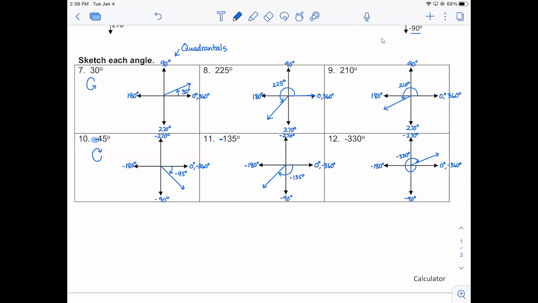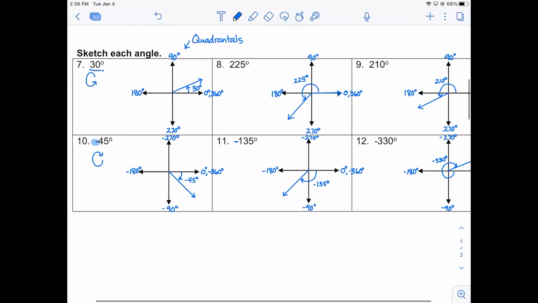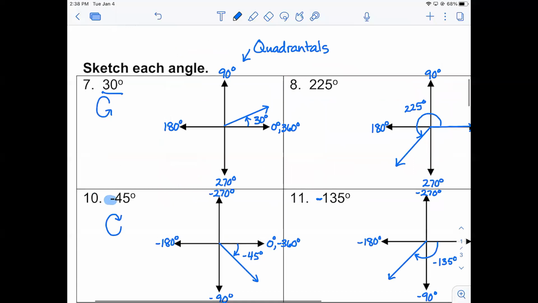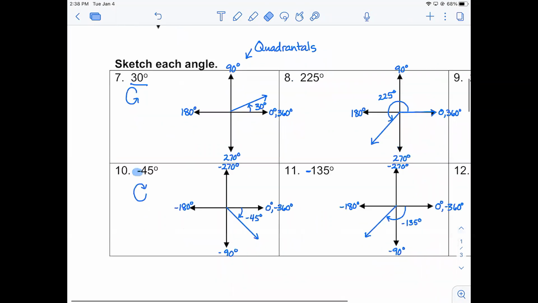Okay, so just to wrap that up a little bit, always check, is it positive or negative? That tells you which direction to rotate in. And then go label your quadrantals. If you get a 30-degree angle up here like we did on number 7, do I need to label this 180 and the 270? No, you don't have to do that extra work. If you know that 30 is between 0 and 90, you can go ahead and label the 0 and the 90 and put the 30 in the middle. You don't have to do that extra work. Okay?